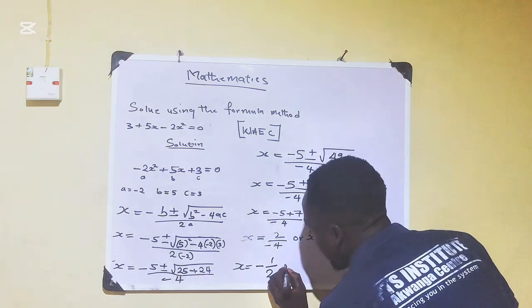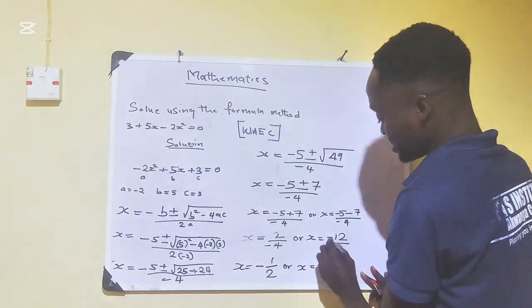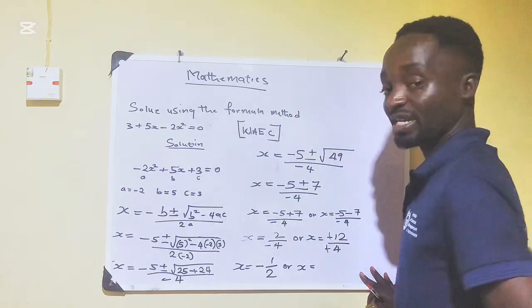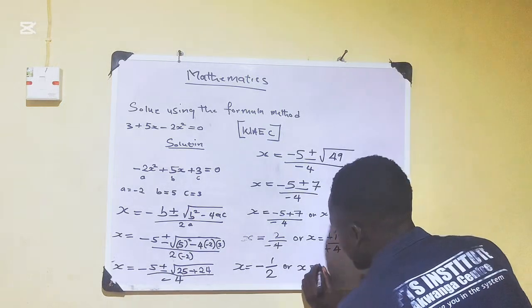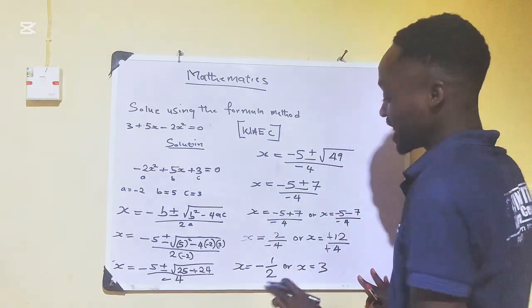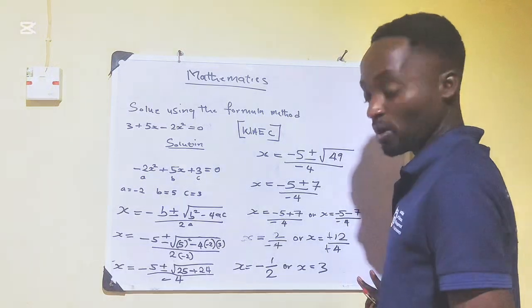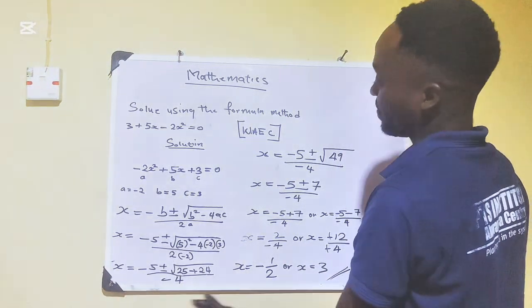Or x is equal to, remember there's minus up and minus down, so this minus will cancel this minus. 12 divided by 4 is 3. So our answer is x is equal to minus 1 over 2 or x is equal to 3. So this is our final answer.